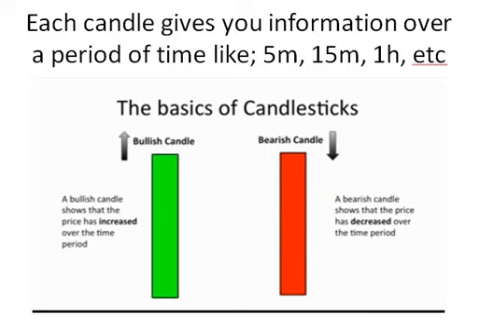Now, a bullish candle shows that the price has increased over the period of time. That means the price opened below and then pushed up, rises up. But the bearish candle shows that the price has decreased over the period of time. It can be in 5 minutes, 15 minutes, and the rest, depending on the candlesticks you are looking at.